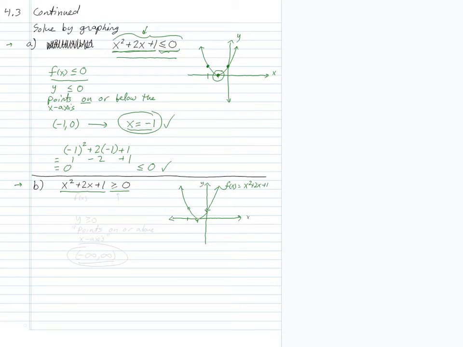Alright, so I've skipped over steps 1 and 2. I've already got it in standard form. I've already graphed f of x. So now the only thing that I need to decide is which part of this graph satisfies the inequality. Which part of this graph is greater than or equal to 0. In other words, which part of this graph has y-coordinates of 0 or greater.